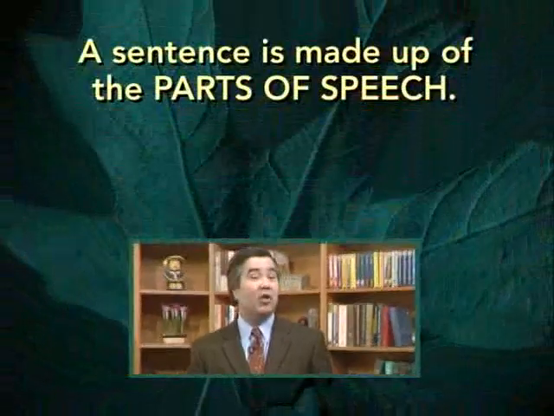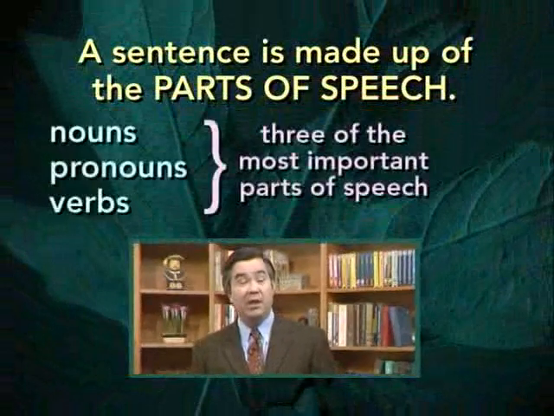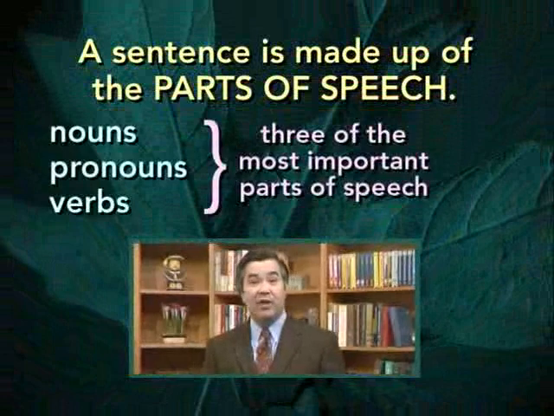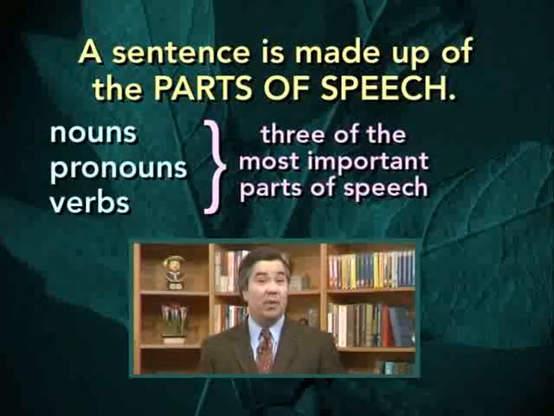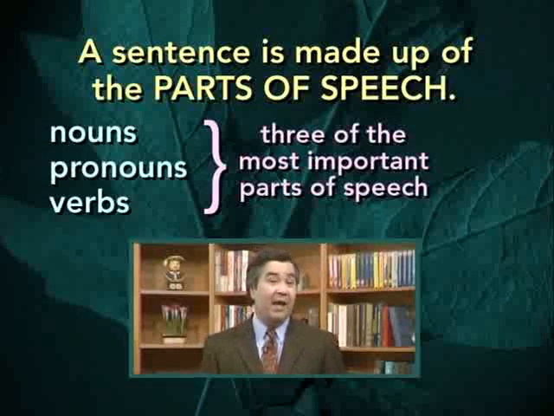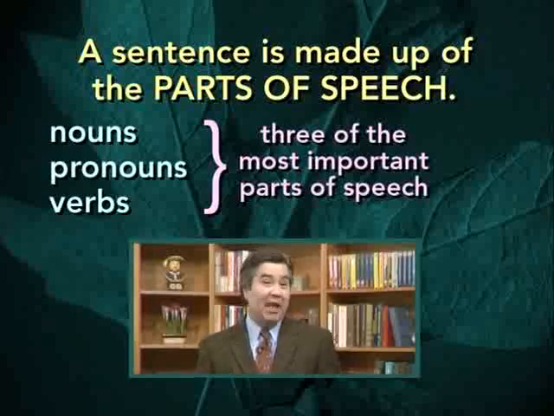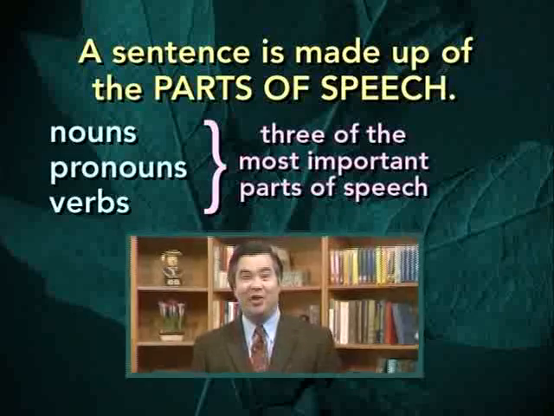I like to compare a sentence to a machine. Now, every machine has a purpose: to dig holes, to produce goods, to transport passengers. The purpose of a sentence is to convey meaning from one person to another. Now, like most machines, a sentence is made up of various parts. They're called the parts of speech. Nouns, pronouns, and verbs are three of the most important parts of speech. Think of them as crucial parts of the machine, like the engine and transmission in your car.